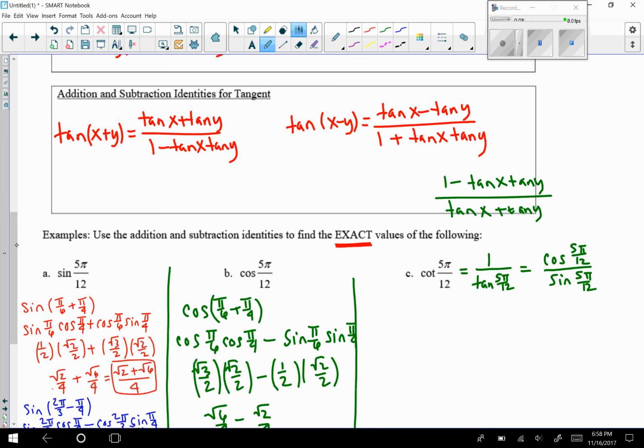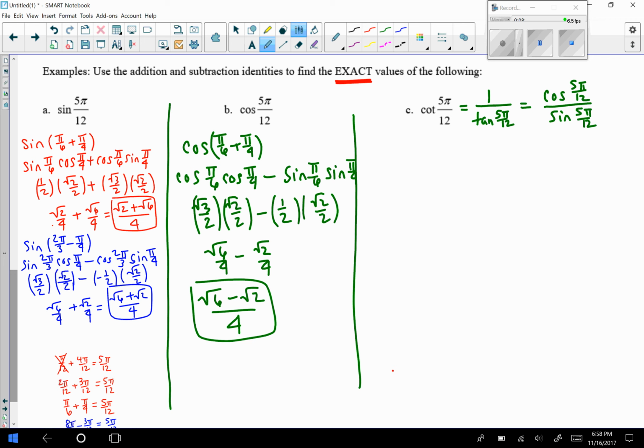So that would work. Most often, students like to use sine and cosine since they know those values better on the unit circle. So I'm going to go ahead, and since we've already done the answers for sine and cosine here, I'm just going to go ahead and divide the two answers.